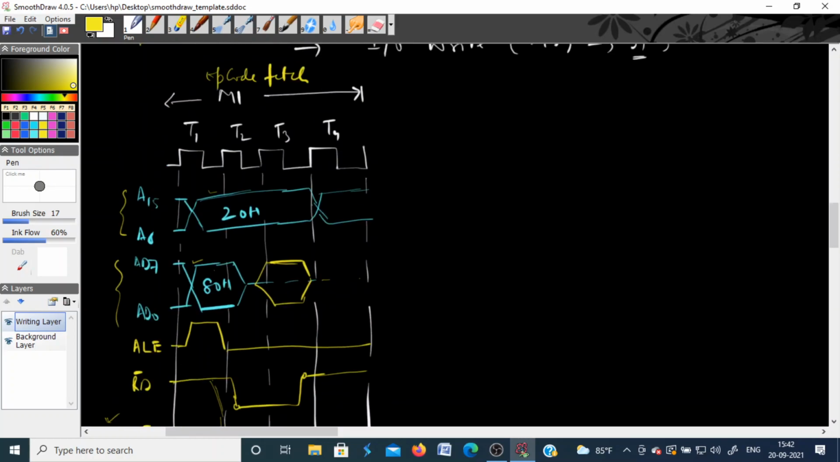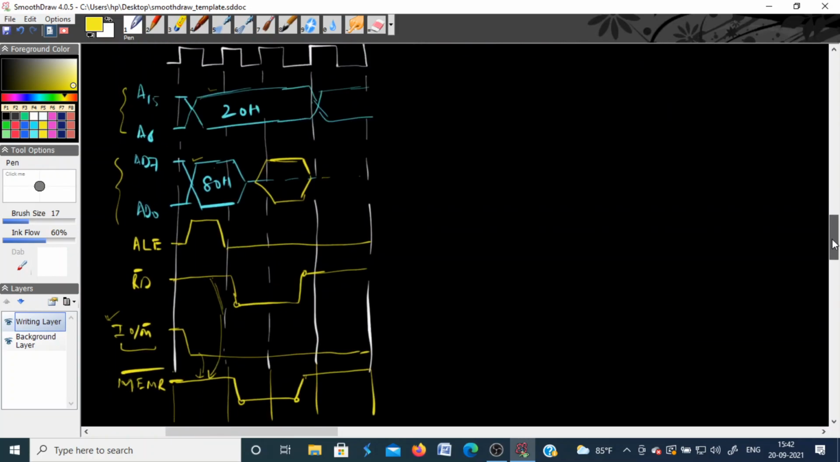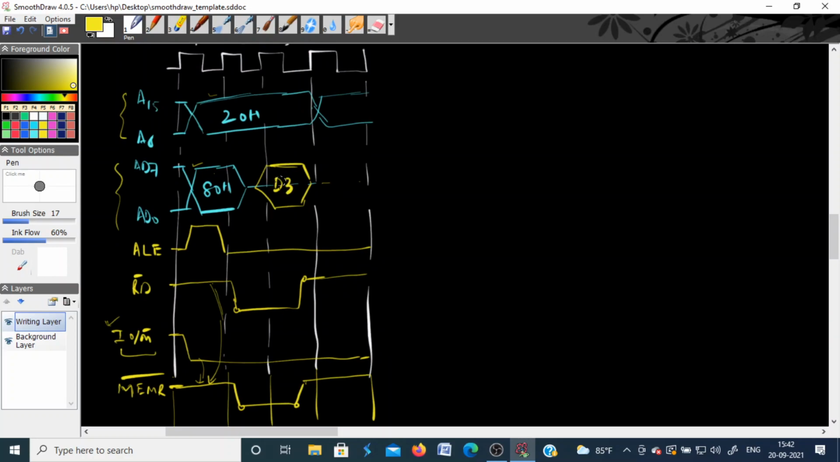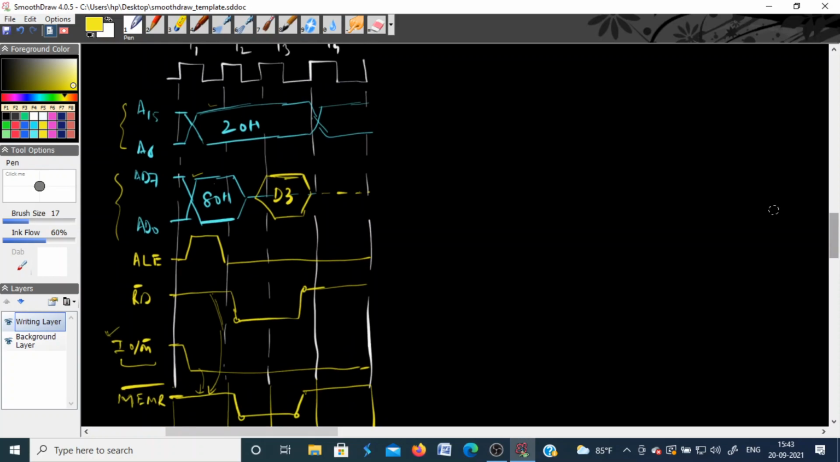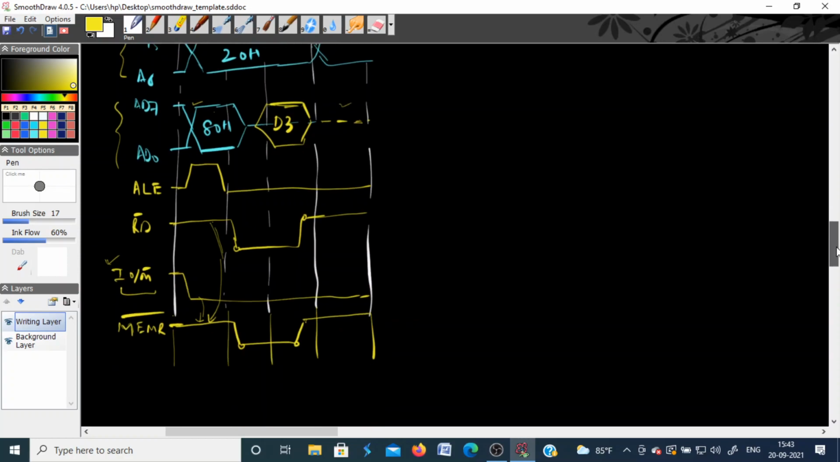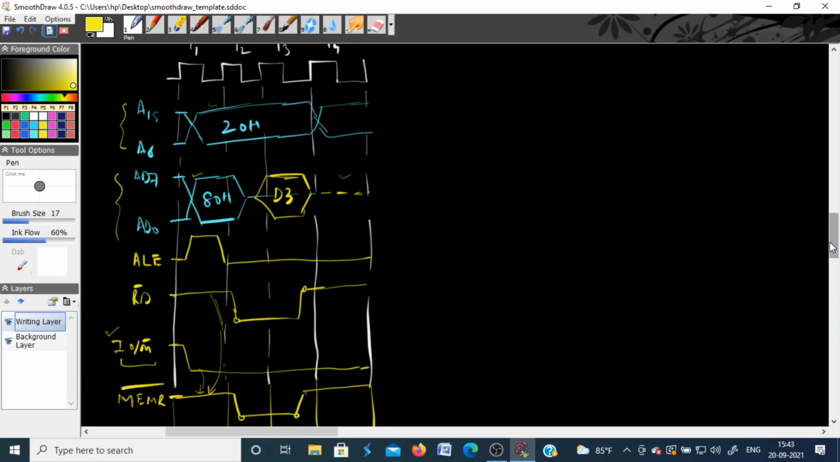The data in this memory is now my opcode, D3. So once you set this control signal, that is read, the data from the memory comes on the data bus, and from the data bus it goes inside the microprocessor. Now since it is a 2-byte instruction, in the last clock pulse this data bus goes in the high impedance state. If it is a 1-byte instruction, of course, the instruction has to be completed in the last cycle T4. But now since it is a 2-byte instruction, it has to wait for one more byte.